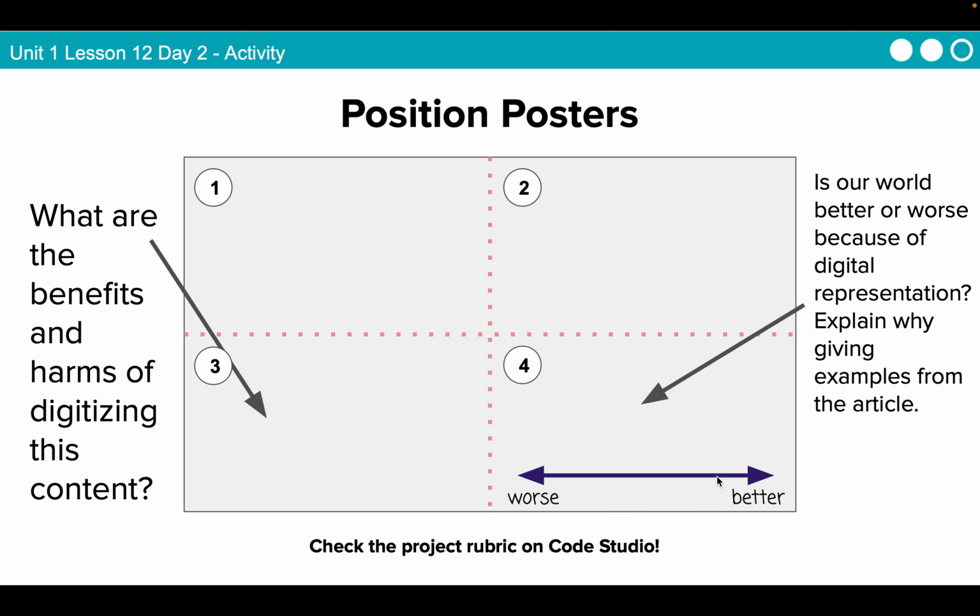It's very likely that you're able to see more than one side of this issue, but the point of this is to take a position and back it up. So go ahead and make an opinion and back it up with things from the article.